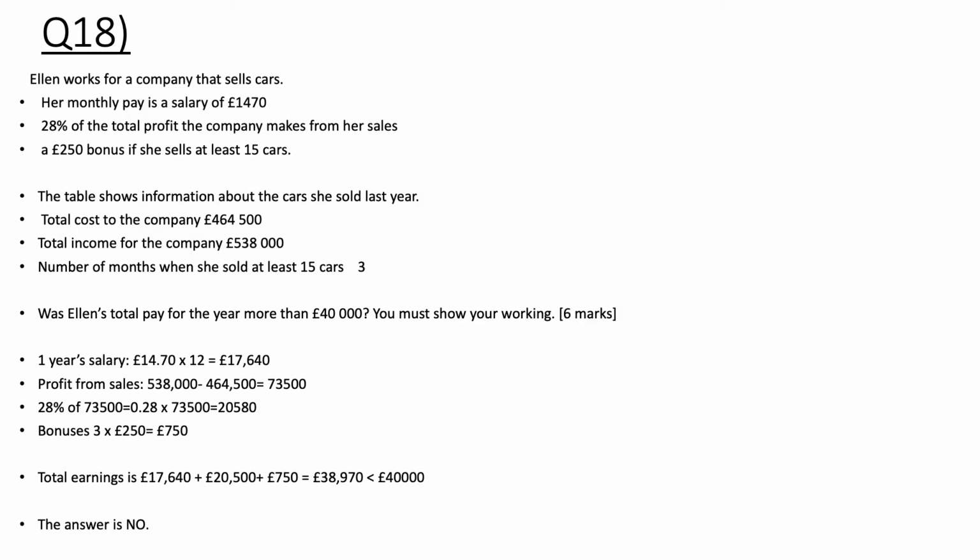Right, guys, question number 18. It says Ellen works for a company that sells cars. Her monthly pay is a salary of £1,470, plus 28% of the total profits that she makes from her sales, plus a £250 bonus if she sold at least 15 cars. The table shows information about the cars sold last year. So total cost of the company was this. Total income was this. Number of months that she sold 15 cars was 3. So that means that her bonus would be 750 because 250 times 3 is 750.